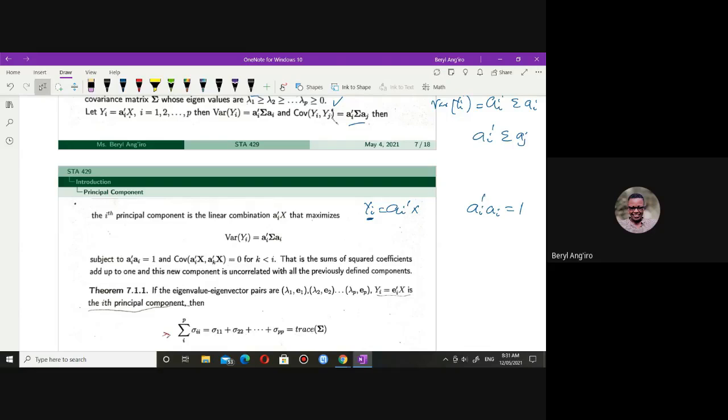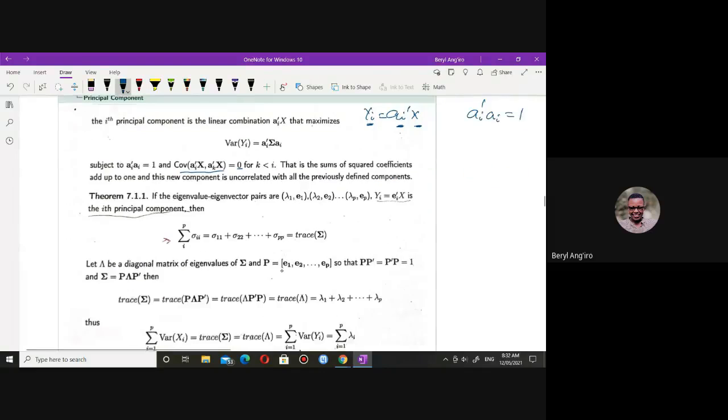So in this case, this is our vector X, and this is the eigenvector. So that is the sum. We say that the sum of the squared coefficients adds up to 1, and this new component, that is ai times x, the kth component, is uncorrelated with the previously defined components. That is, the covariance is 0.